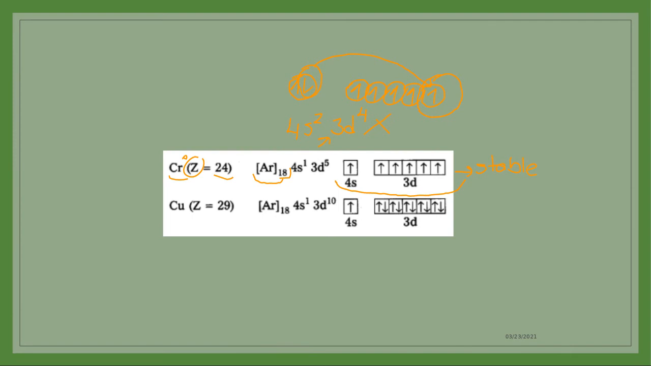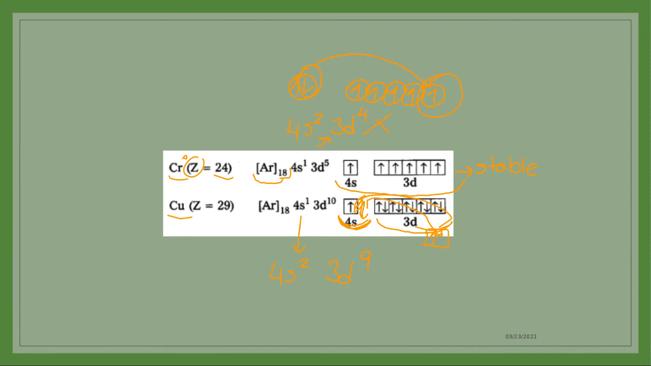For example, for copper, the same thing. This is not 4s2 3d9, because if the d orbital has 9, only one orbital has just one electron. But here that electron will come over, and this is so stable. This is half filled, half empty, and this is the full orbital. It is so stable, and this is spherical symmetry.